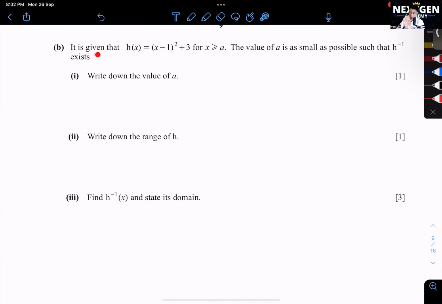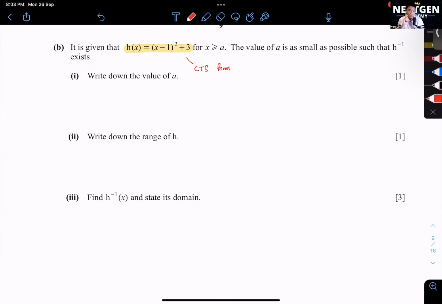Question B. It is given that h(x) equals (x minus 1) squared plus 3 for x more than or equals to a. The value of a is as small as possible such that h inverse exists. Okay, he's a distractor only. Number one, you need to know what form this is first. You see, h(x) equals (x minus 1) squared plus 3. This one for your maths also, you need to know. Okay, we seldom use it. I told you all also it's not a very efficient method to solve, but you all need to know what form this is. This is actually your completing the square form.